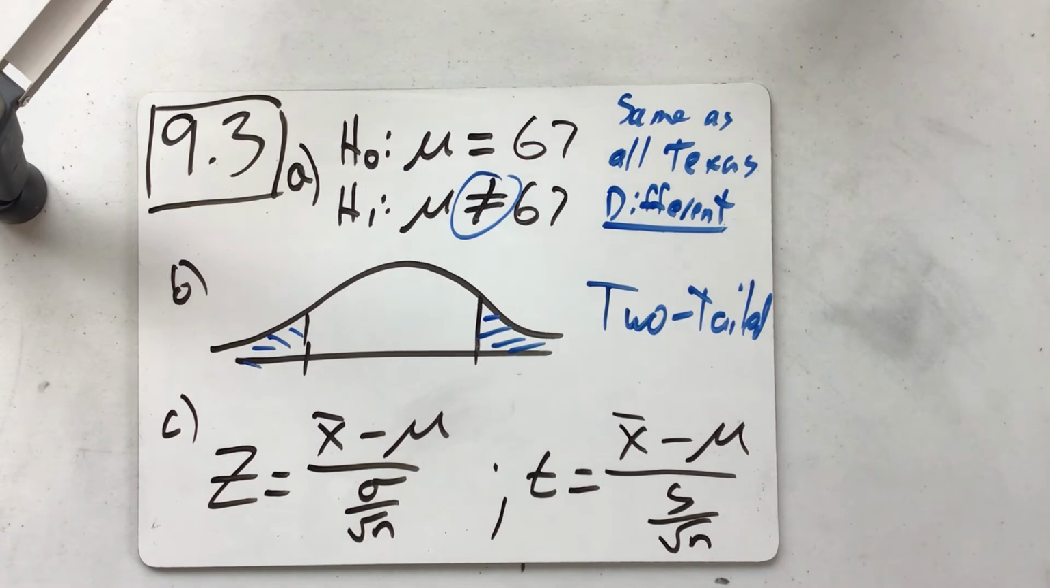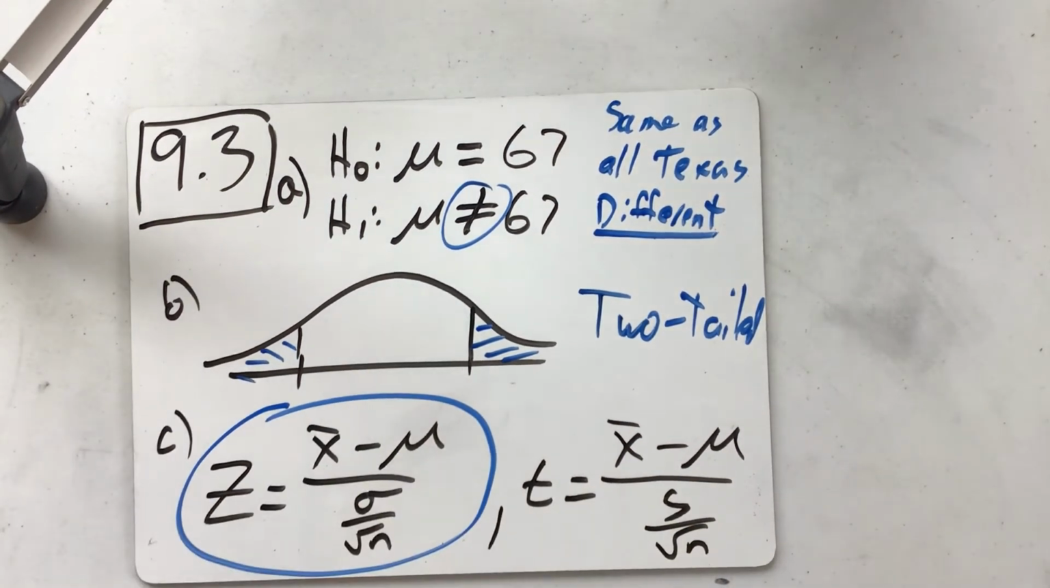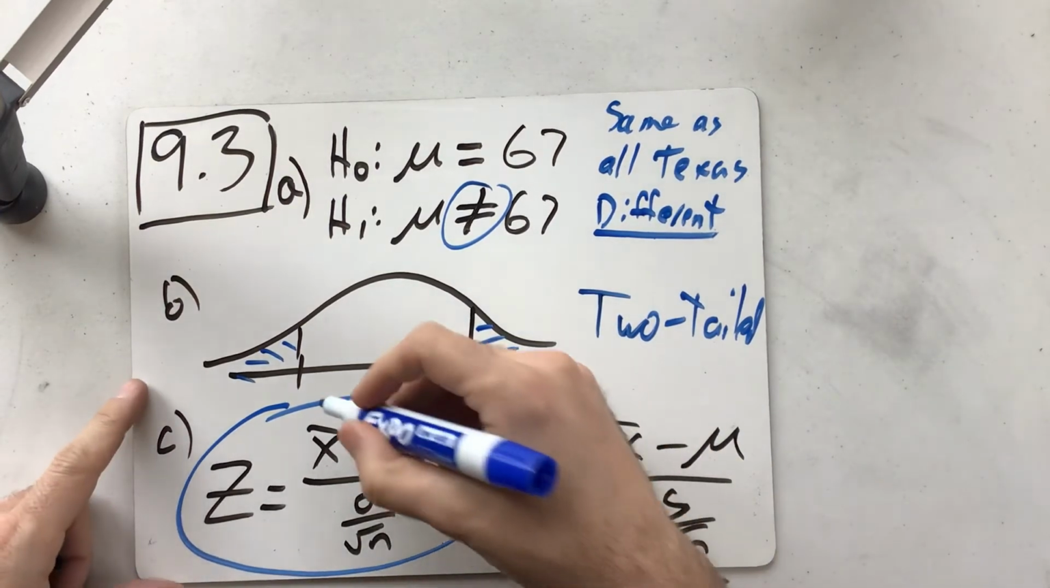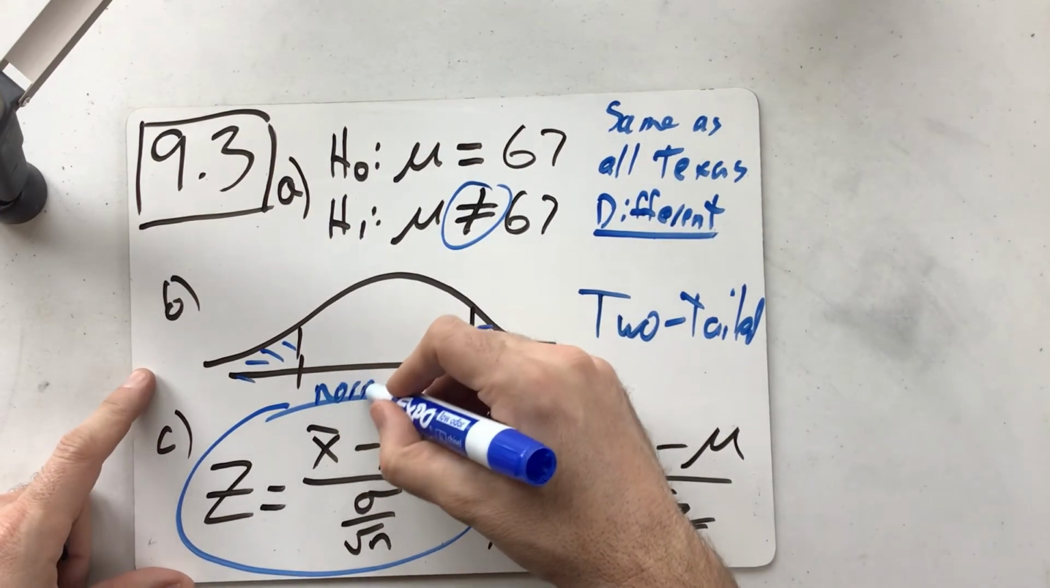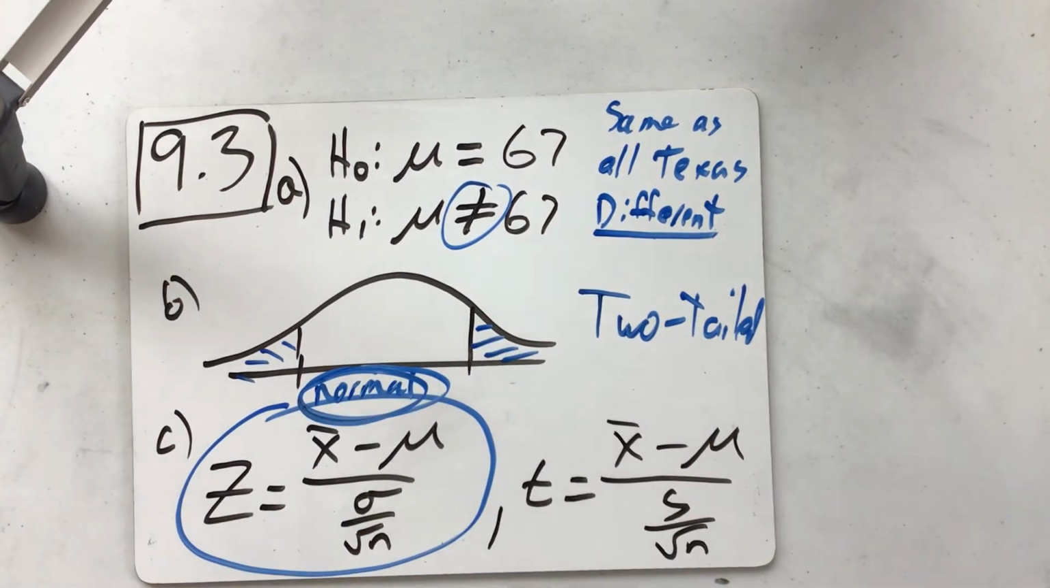If you read the first line, it says we know the speed of drivers in Texas is normally distributed with mu equal to 67 and sigma equal to 4. So that sigma equal to 4 in that problem tells us that we are in this setup. That means we are dealing with a normal distribution for this problem.